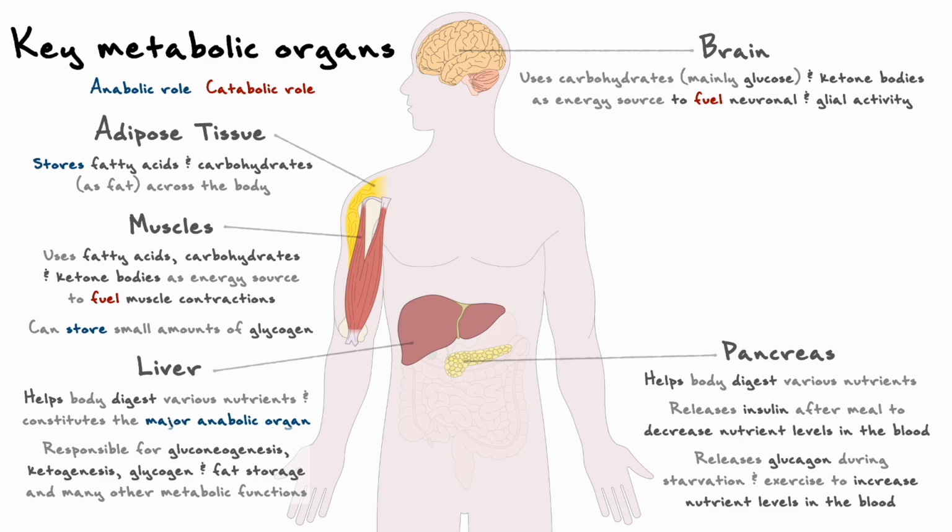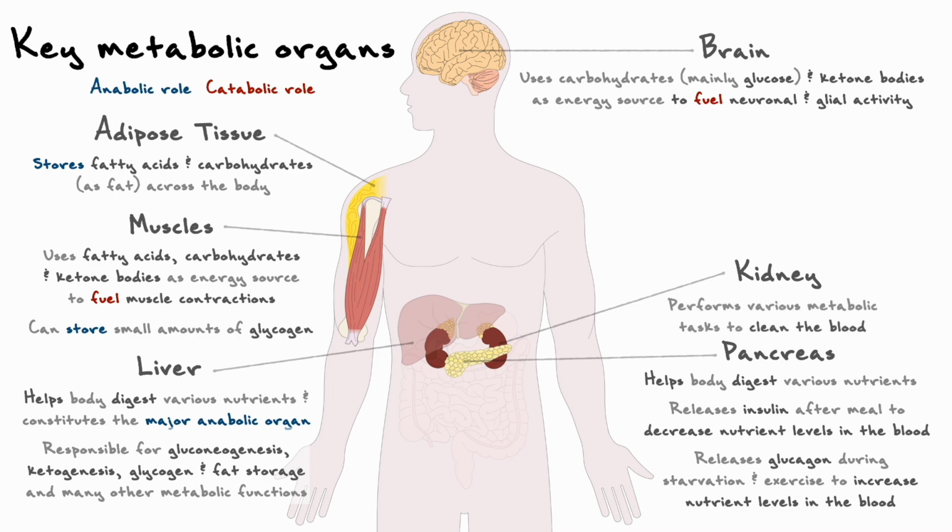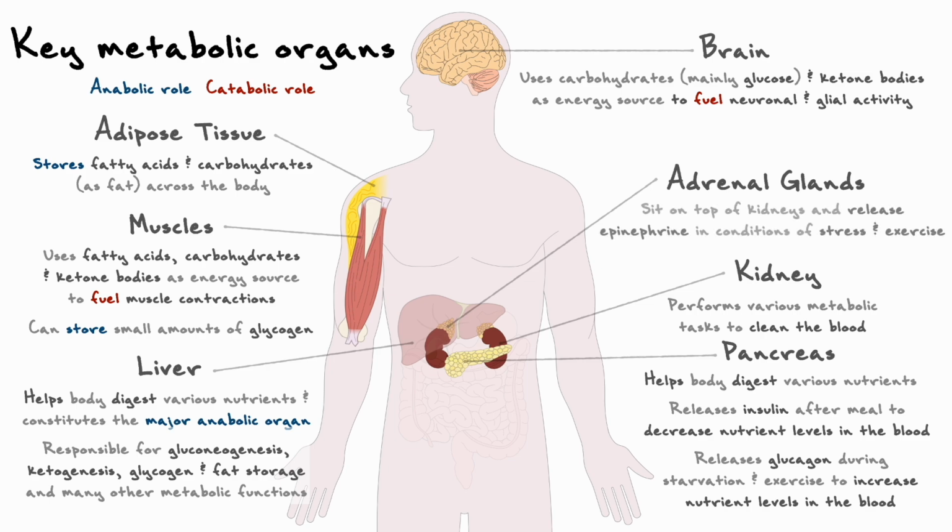Finally, the last organ that I want to consider is the kidney, which can be found behind all the organs of the digestive system. Although the kidneys play some metabolic roles that are similar to the liver, since their main task is to filter and clean the blood, the reason why this organ is important for us is because on top of them, we can find the adrenal glands. Out of the many things these glands can release, the adrenal glands can release epinephrine in conditions of stress and exercise. Together with the pancreas, this is where our hormones come from.